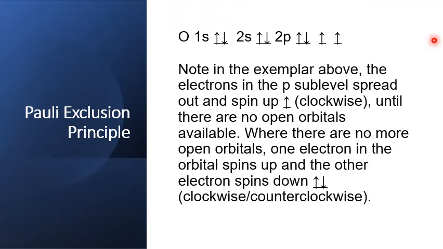In the exemplar above, the electrons in the p sublevel spread out. Notice they spread out where they can. So they spin up until they can no longer spin up. There's the px, py, pz. There are 4 electrons in the 2p for oxygen: spin up, spin down, spin up, spin up.